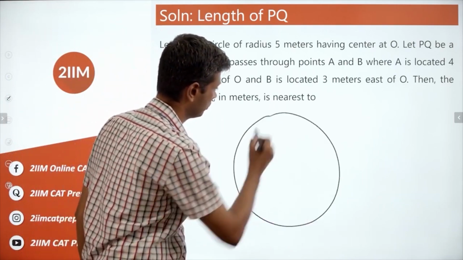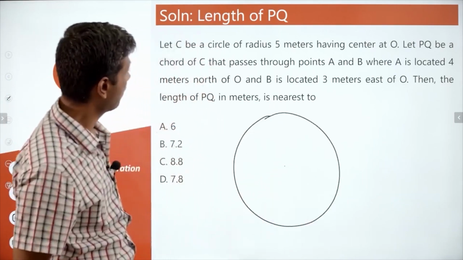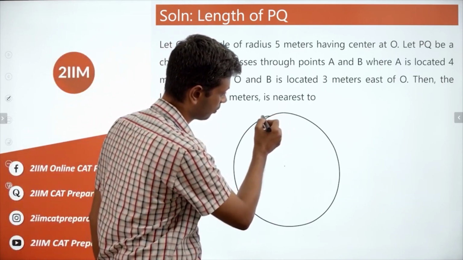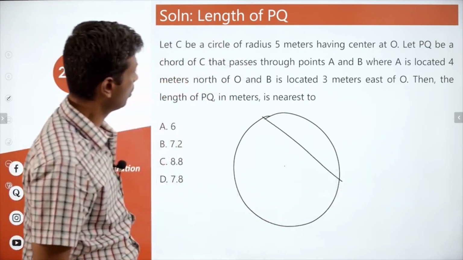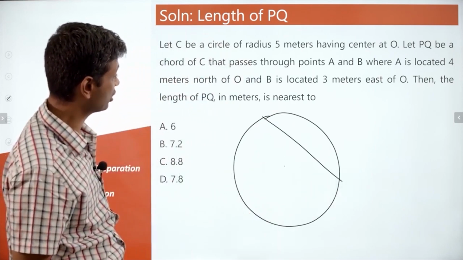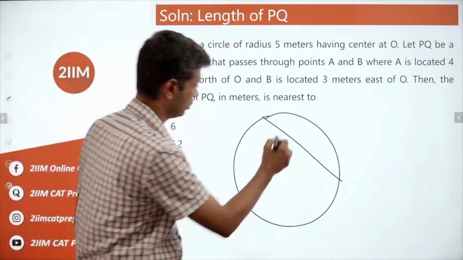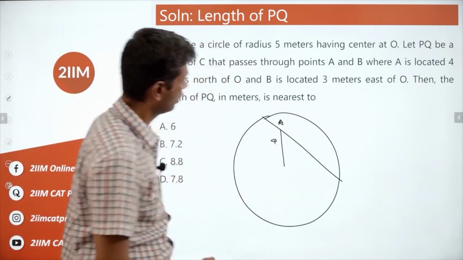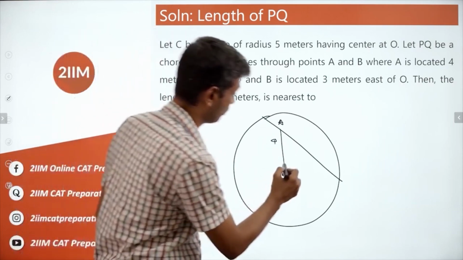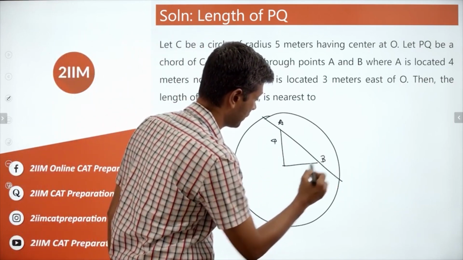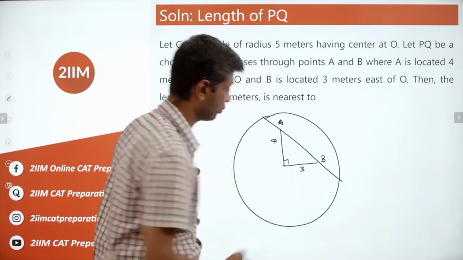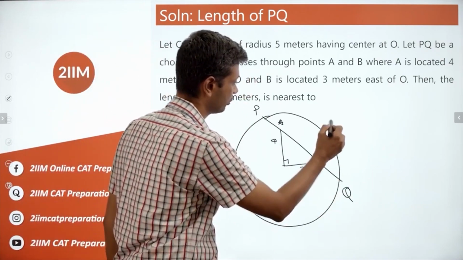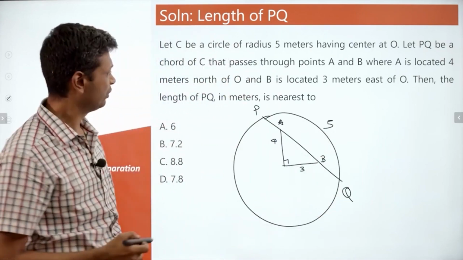Draw the circle. Center O. PQ is a chord of C. So let's draw PQ. Passes through points A and B, where A is located 4 meters north of O. So this is A, 4 meters north. And B is located 3 meters east of O. B, 3 meters. North and east, therefore this is 90 degrees. Right? This is PQ. Radius of this circle is 5 meters. Lovely. We need to find PQ.